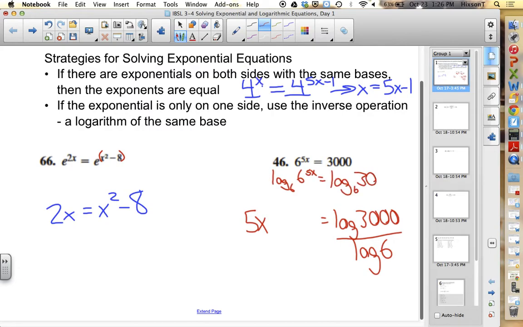Now, neither one of these is right or wrong, it's just a different way of thinking about it. Okay? I would do it this way. This will undo the exponential, leaving me just the exponent. And then this I would use my change of base, which is log of 3,000 over log of 6. Okay, so either way works.